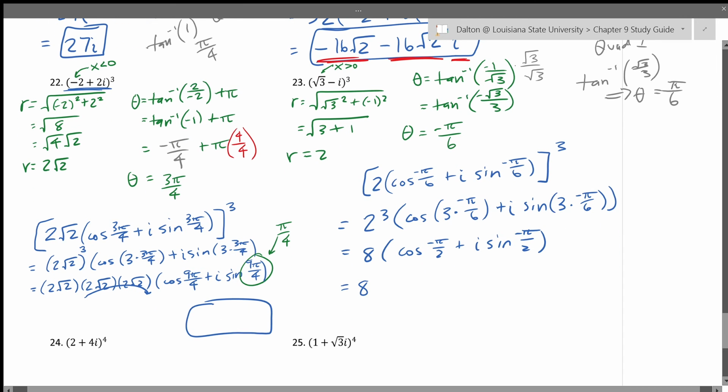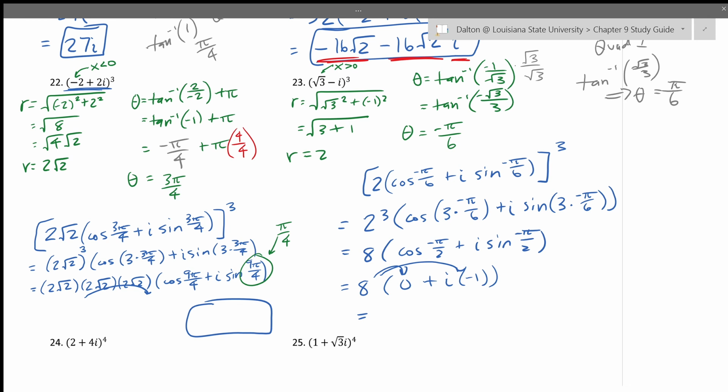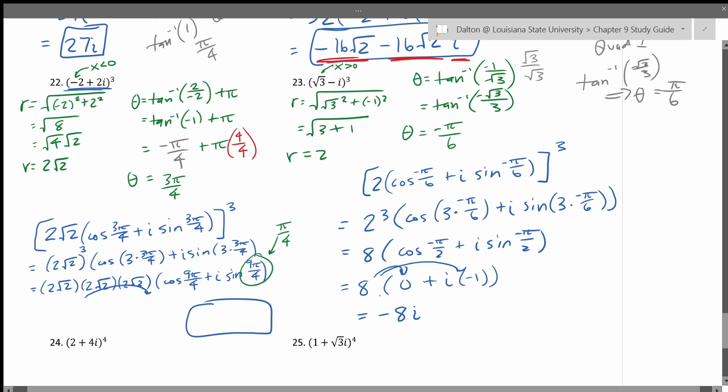So leave 8 alone. Cosine of negative pi over 2. Remember, negative pi over 2 is just going clockwise around your unit circle, which is going to be the same thing as 3 pi over 2. The x value at that point is 0, plus I times sine, the y value there is down 1, so it's negative 1. And then you're going to distribute this 8 into both terms. Well, 8 times 0 is still 0. And then 8 times I times negative 1 will be negative 8I.